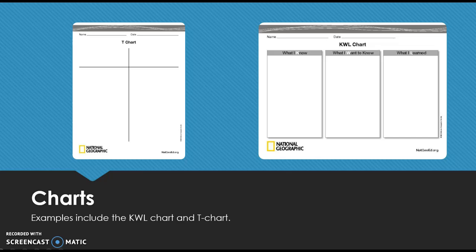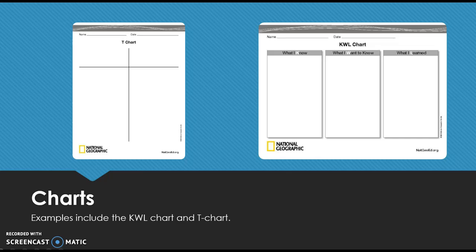T-charts are probably the most basic and simplest of all graphic organizers. Therefore, they are a great way to introduce graphic organizers to your students. All an educator has to do is have the students create a large lowercase t on the page and provide the headings for the two sides. Then the students are able to fill in the chart. Easy as pie, isn't it?